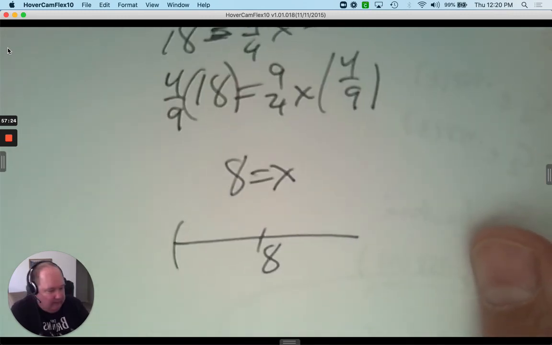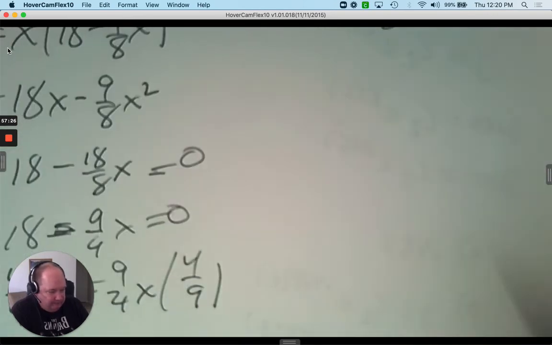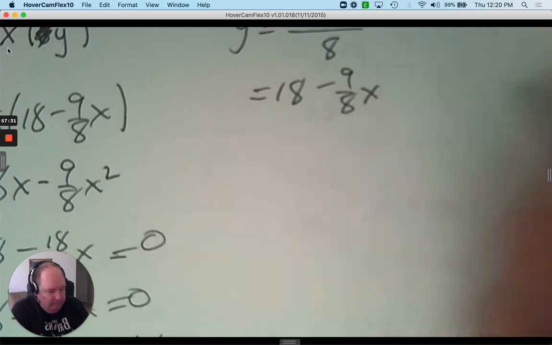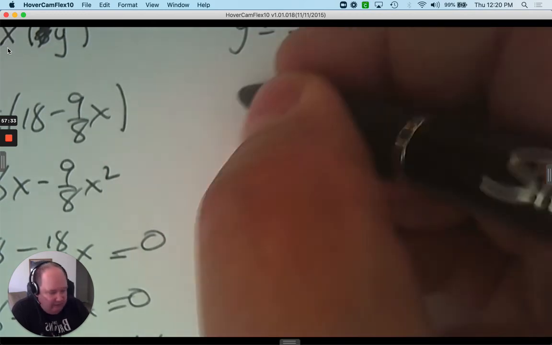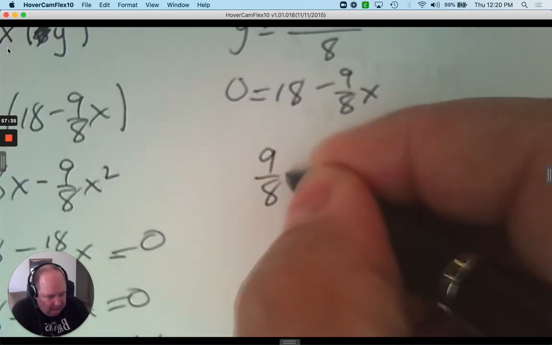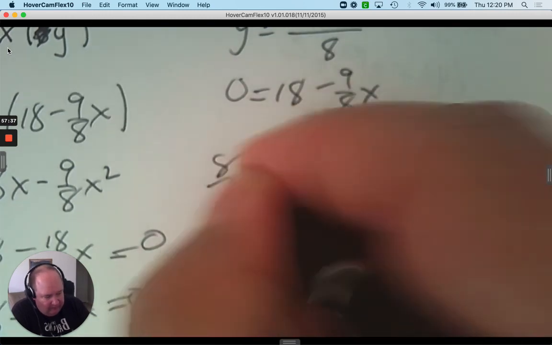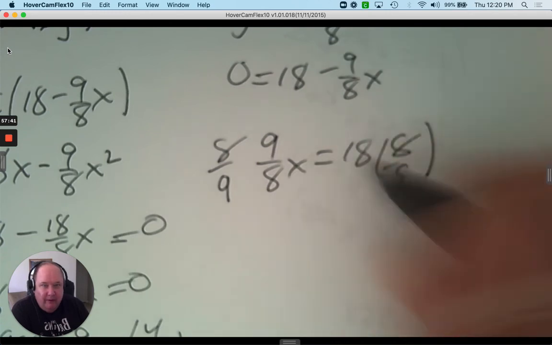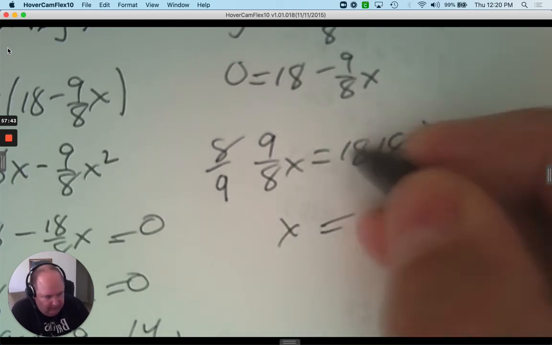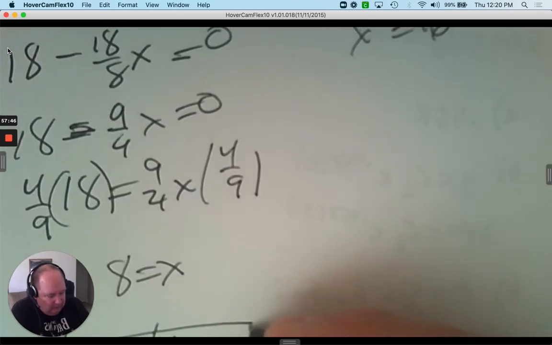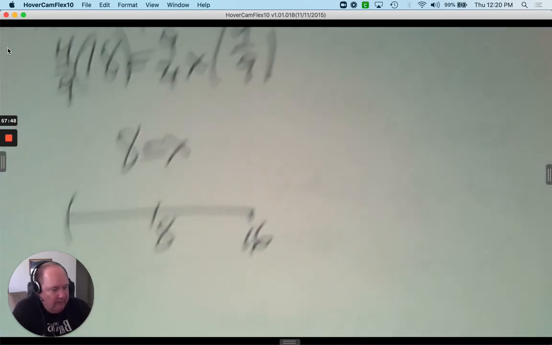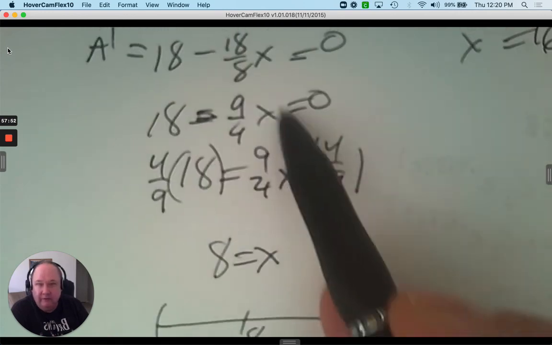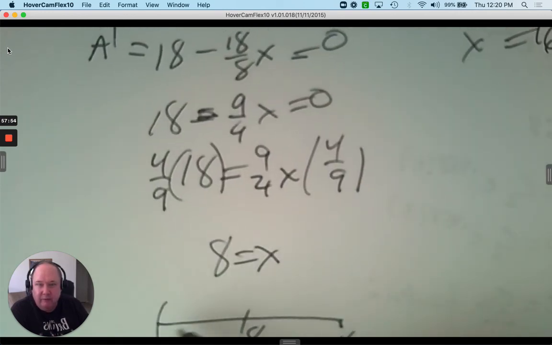So if I think about it, now here, this answer can't be bigger than 18. If I made it equal to 0 and solved it, that would actually tell me the domain restriction. If I multiply by the reciprocal, I get 16. So that's the domain restriction.